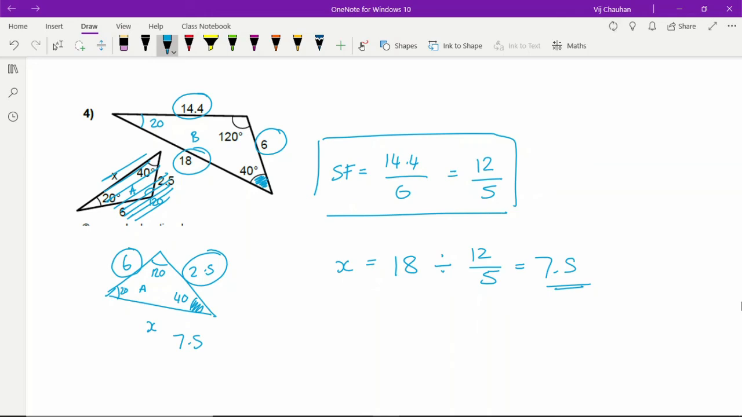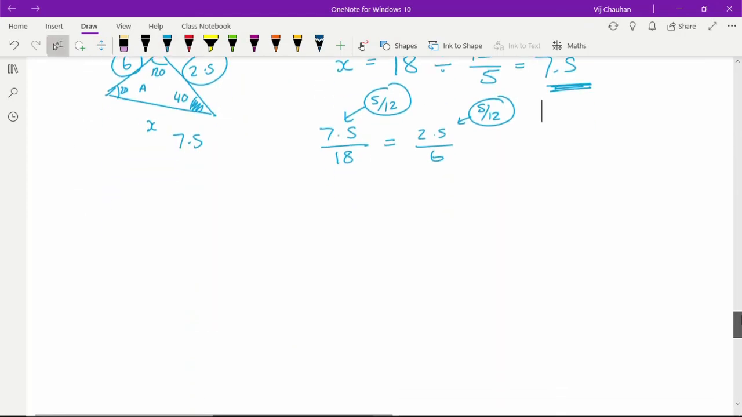Another way of checking I've got this right is to do 7.5 over 18 and check whether that's the same as, let's go for another one, 2.5 over 6. If I type 7.5 divided by 18 into my calculator, I get 5 over 12. And if I do 2.5 divided by 6, I get 5 over 12. So you can see that as these fractions are the same, it means that my answer of 7.5 is absolutely correct.